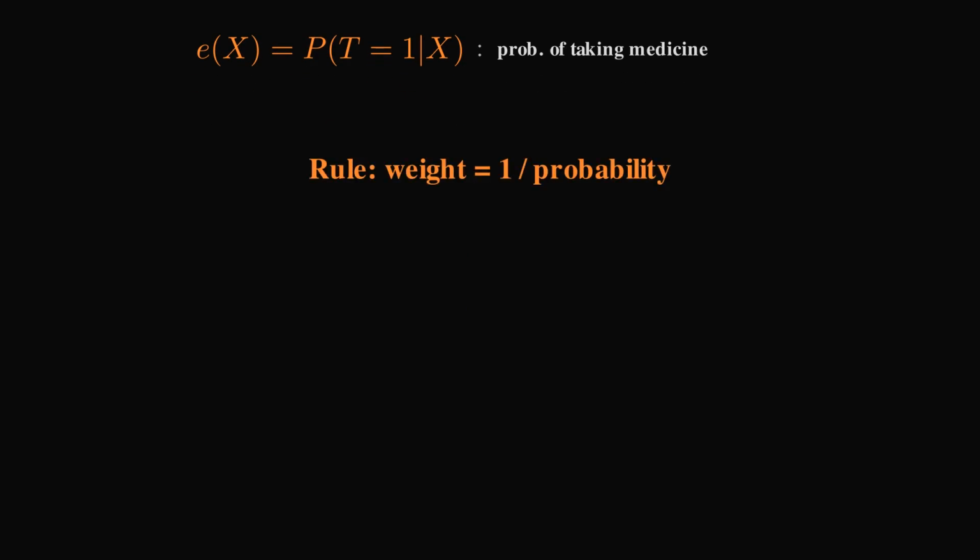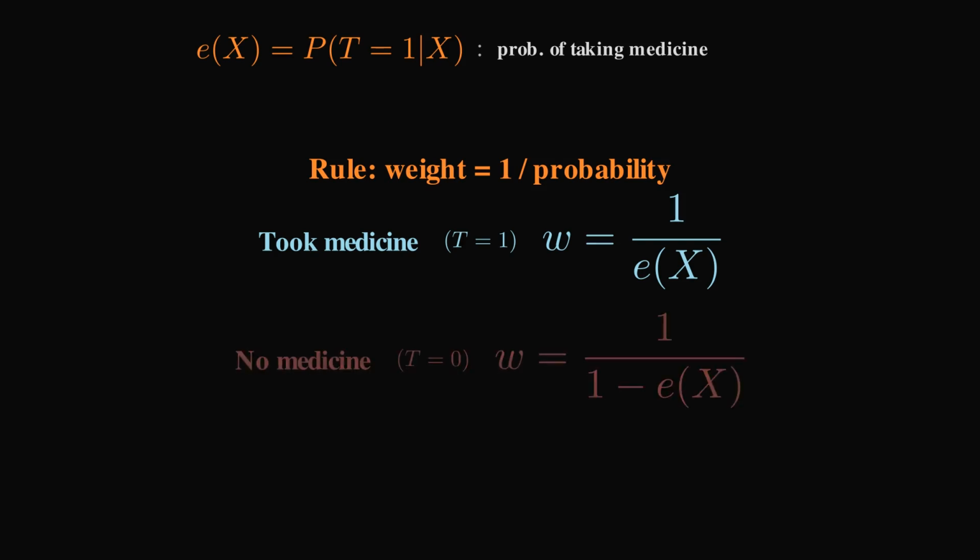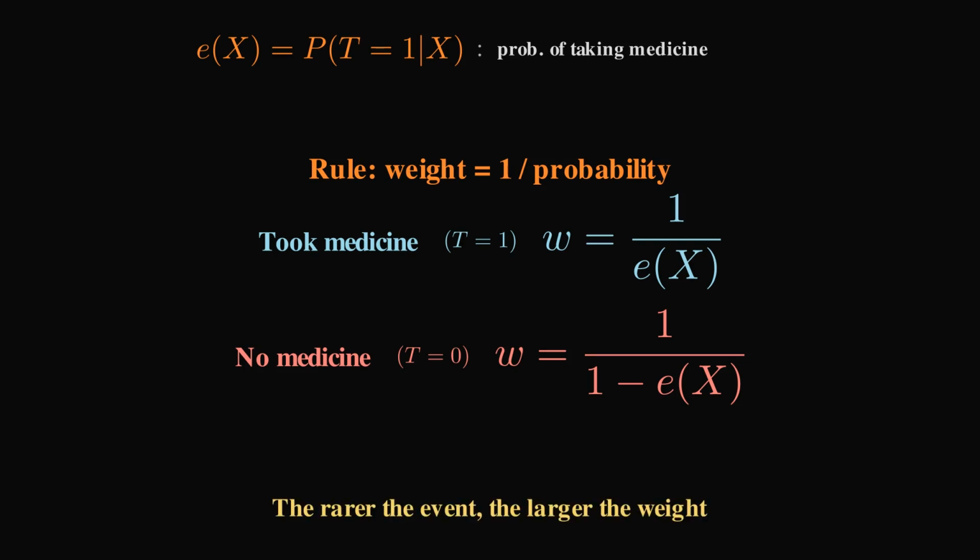We give the reciprocal of the probability of the event that actually happened. For a person who took the medicine, we give the reciprocal of the probability of taking it. For a person who didn't take it, we give the reciprocal of the probability of not taking it, that is 1 minus the probability of taking it. The rarer the event, the smaller its probability, so its reciprocal, the weight, becomes larger.